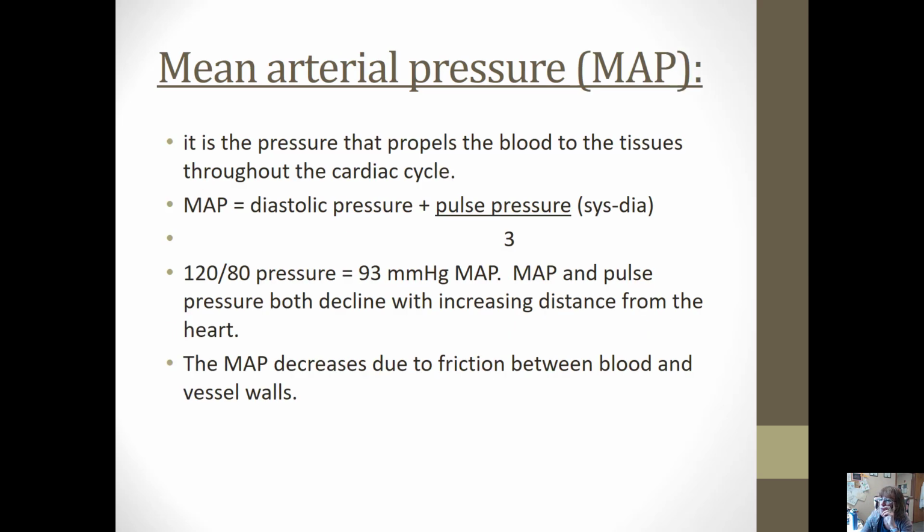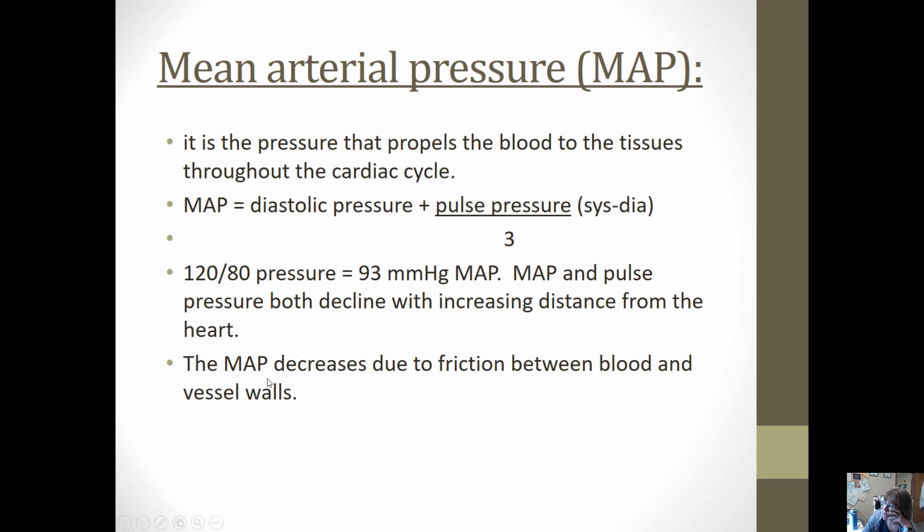And when we take our pulse pressure and we divide it by 3 and we add it to what our diastolic pressure is, then we know what our mean arterial pressure is. And that, again, is the pressure that is actually propelling the blood to the tissues throughout the cardiac cycle. If we calculate a systolic and diastolic pressure of 120 over 80, then we'll get a mean arterial pressure of 93. And this will decline, as it says, as we increase the distance from the heart.